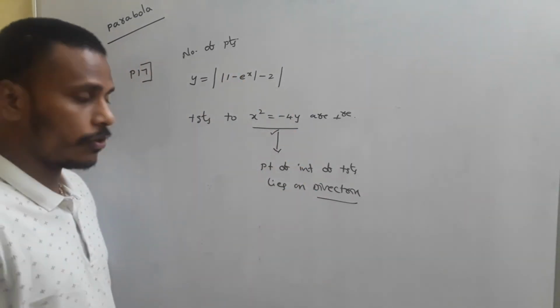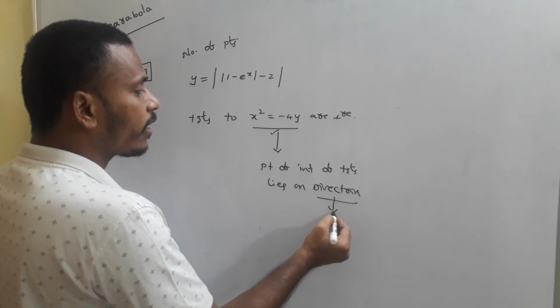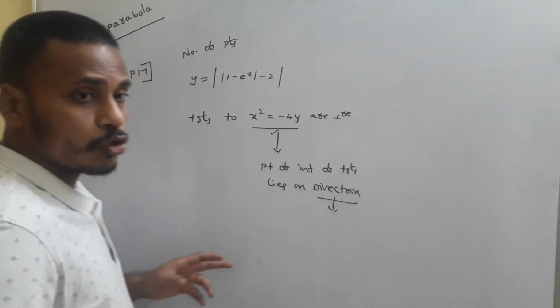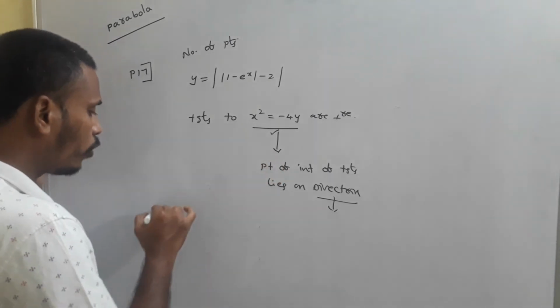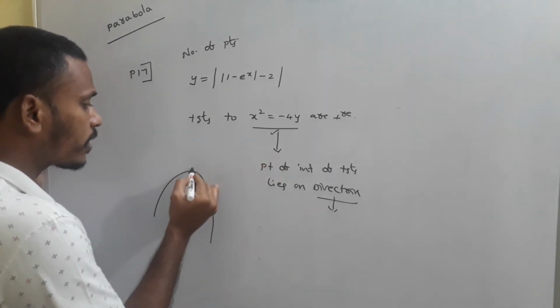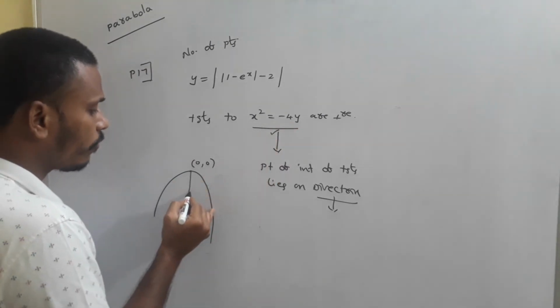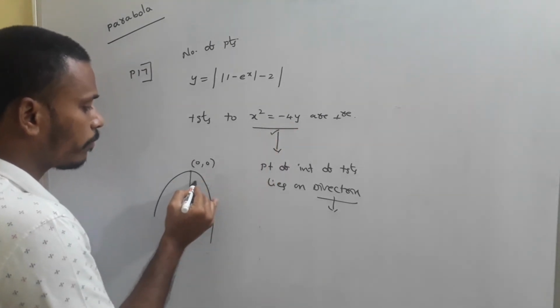That's the problem actually. What is the equation of the directrix for x square is equals to minus 4y? x square is equals to minus 4y is a downward parabola whose vertex is at 0, 0 and the a value is 1 because it is 4 times 1.